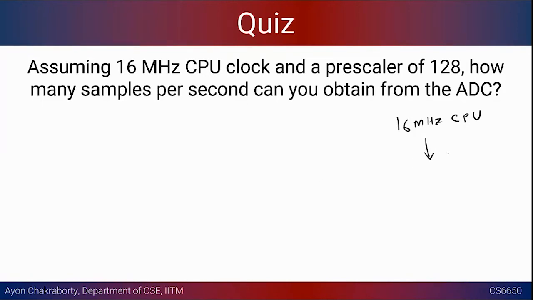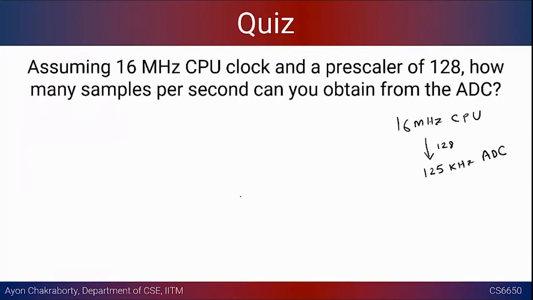125, sir. Right. So if you have a prescaler of 128, you get 125 kilohertz as the ADC clock, right? Now I'm asking how many samples per second would you obtain from the ADC? I will ask some simple questions like this in your class test or quiz, so that's why I try to get you acquainted with this kind of questions. So now this is your clock speed. Now how do you convert that into samples?